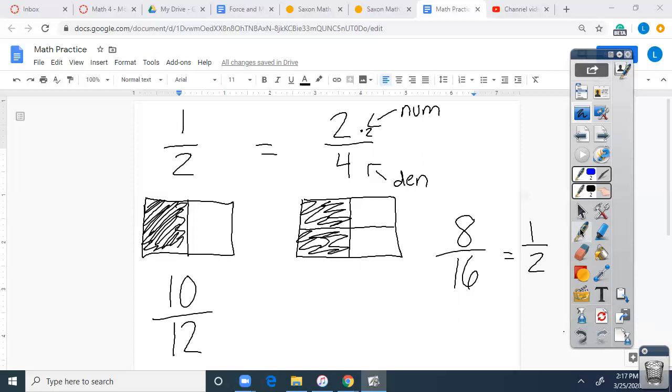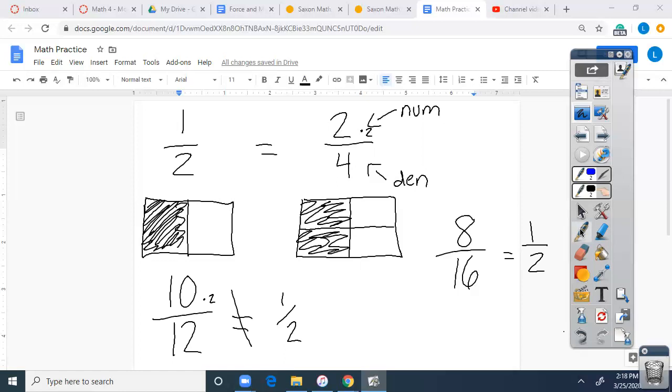All right, what about 10/12? Is that equal to 1/2? Well, let's do 10 times 2. We get 20. Is 20 the same thing as 12? Nope. So that does not equal 1/2. Okay, hopefully that gives you a little bit of an understanding about fractions that are equal to 1/2 and fractions that are equal to 1 whole.